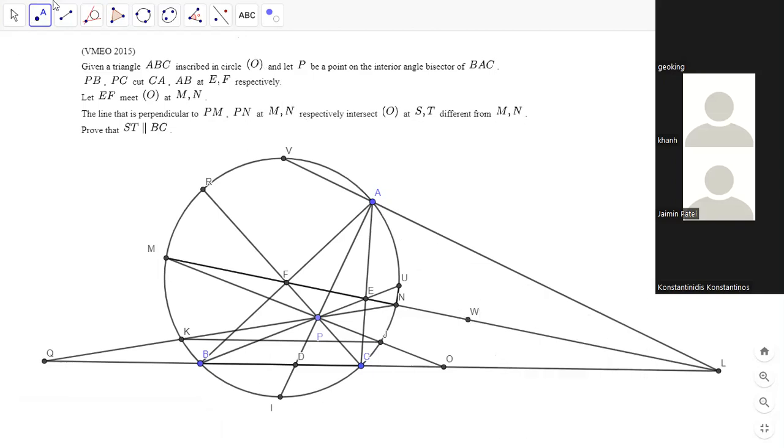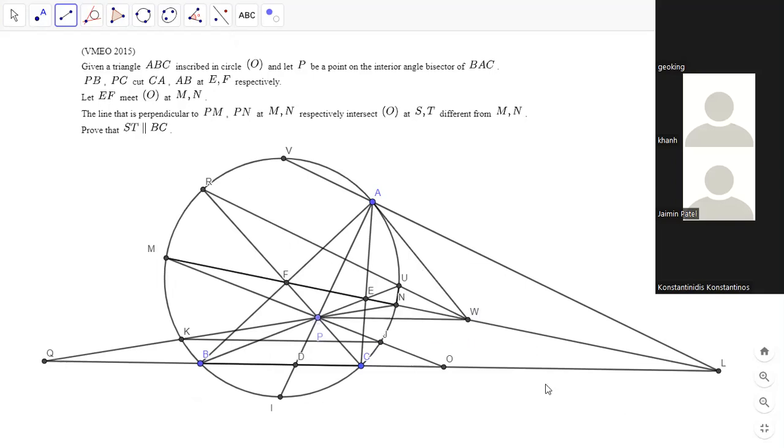So by applying Pascal's theorem on five points A, U, R, I think by applying Pascal, we can prove that U, R, and W are collinear. Okay. And next, I will prove that WP is parallel to BC. Interesting. Okay.